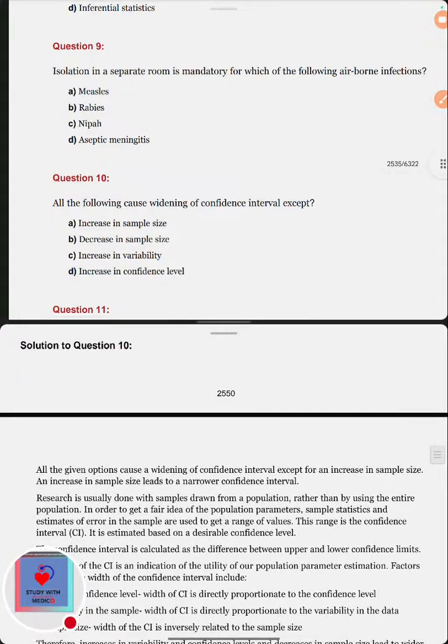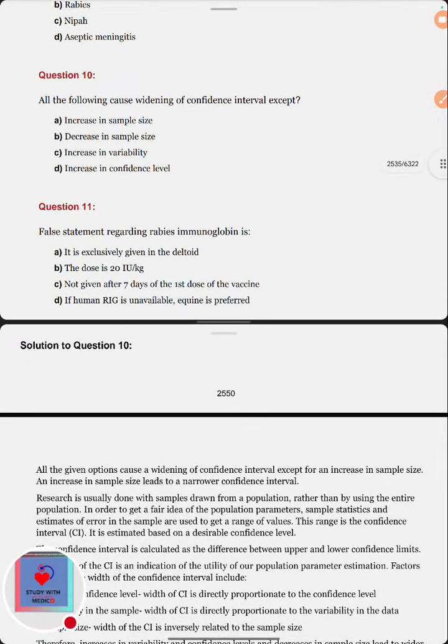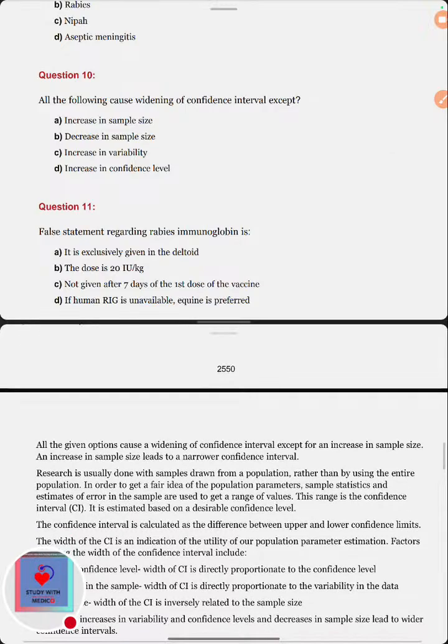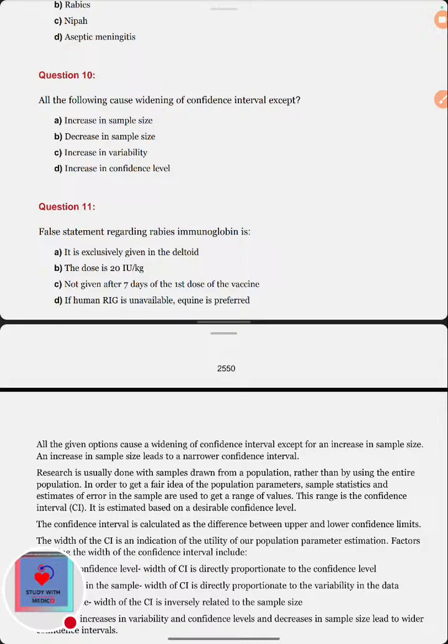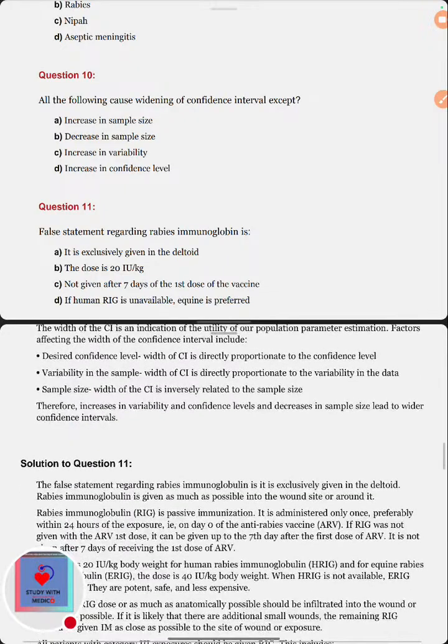Zoonotic disease. Okay, all the following cause widening of the confidence interval except increase in sample size. Increase in sample size leads to a narrower confidence interval.